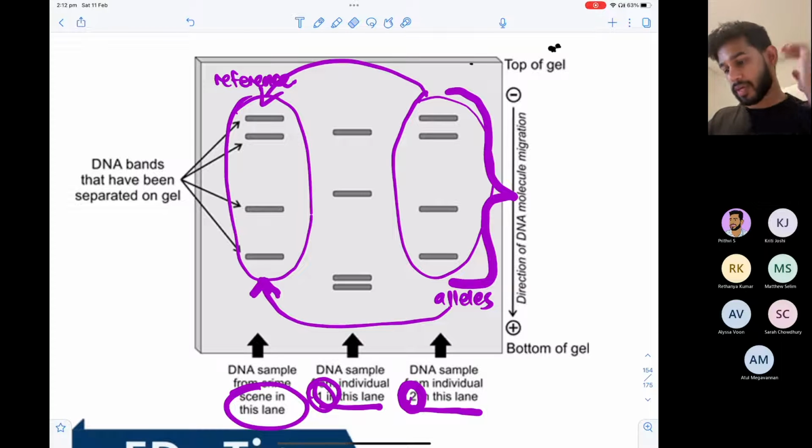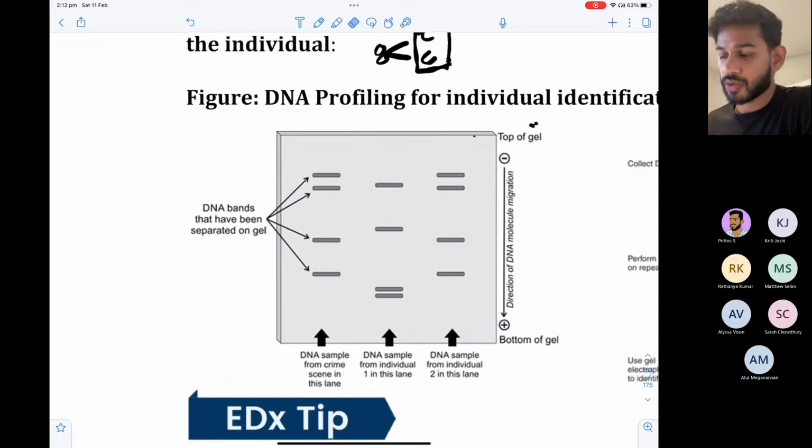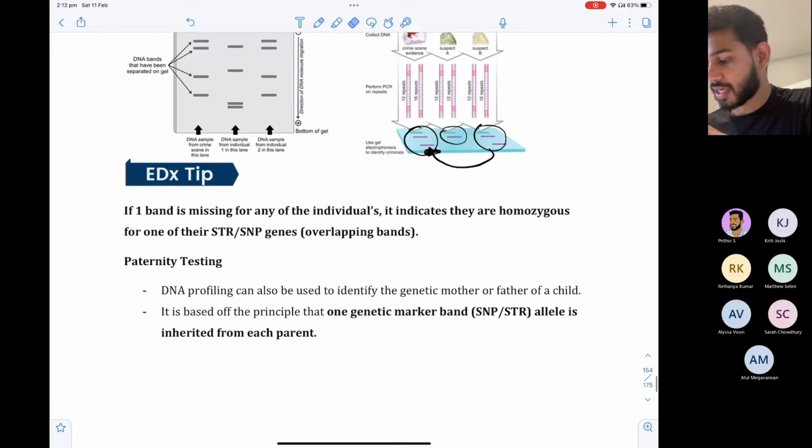Okay, very good. What about sequencing? I'm sure you all know sequencing, exact order of bases. So let's talk about the 2 steps in profiling. Matthew, what are the 2 steps in DNA profiling?